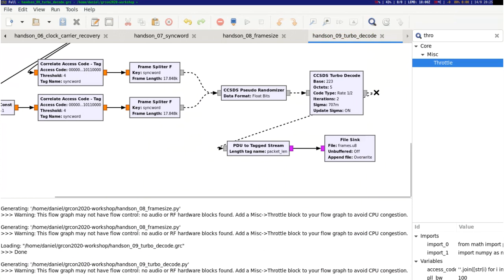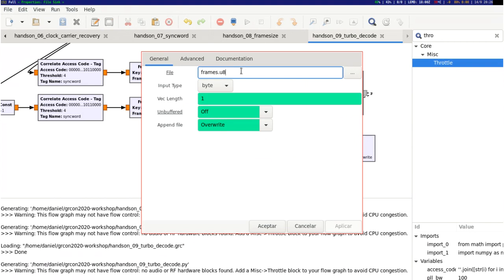After we get the decoded PDUs, this is the way we store them to a file. We use PDU to tagged stream to convert the PDUs to a stream of bytes. This will just put one PDU after another in a stream of bytes, and then we use a file sink where we can write wherever we want a file with the decoded frames. And since these are unsigned 8-bit numbers, I tend to use U8 for the extension, but you can use anything you want. You need to set the input type to byte.